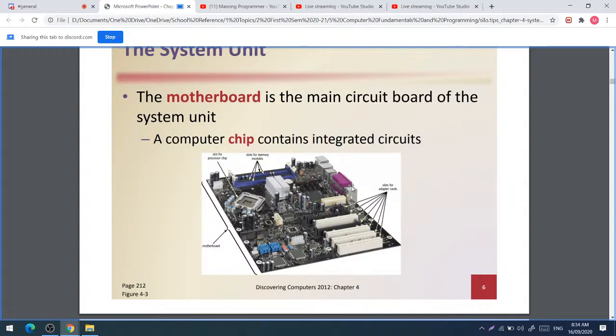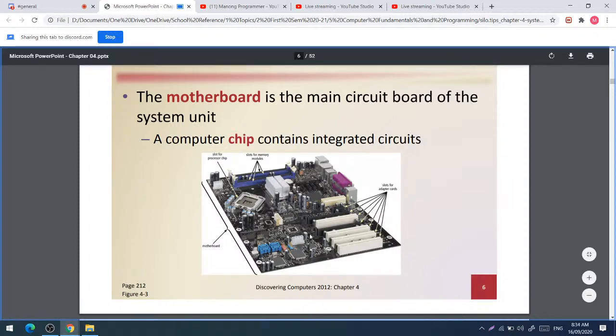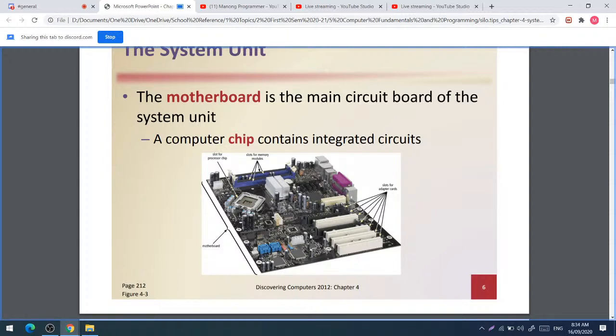So, the system unit composed of the motherboard. The motherboard is the main circuit board of the system unit. It connects all components in the system unit. Usually, it has electrical edges in the motherboard. So, ito po yung kinakapitan lahat ng component po natin. So, nakikita naman po dito, sa figure 4-3, this is a sample of a motherboard. So, it has a slot for processor, slot for memory, adapter cards, and other components.